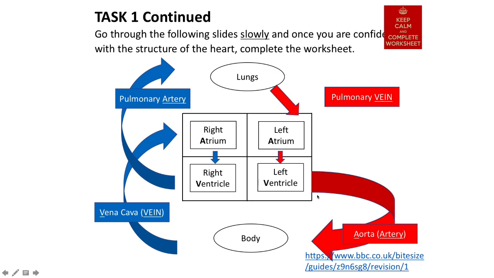Then, when it comes back from the body, it's going to come back deoxygenated, and it's going to come into the heart through the blood vessel called the vena cava, and this is going to enter the right atrium. Then it's going to go from the right atrium to the right ventricle, and then from that right ventricle it's going to be pumped out of the heart towards the lungs, and it's pumped towards the lungs through a blood vessel called the pulmonary artery.